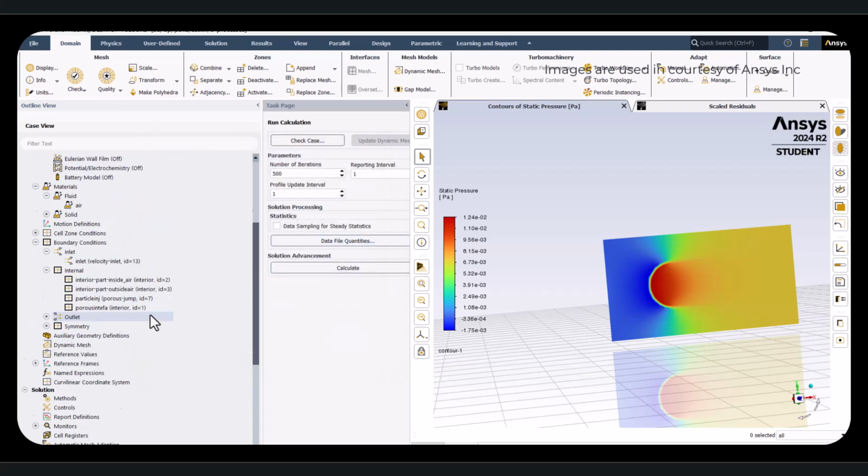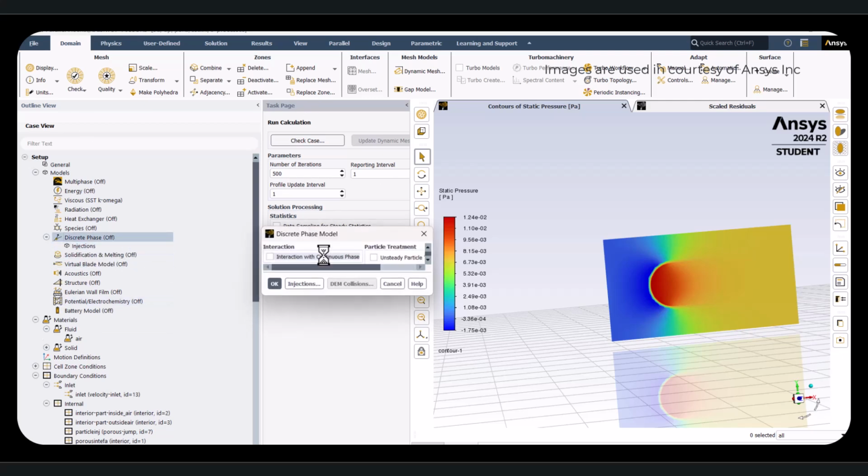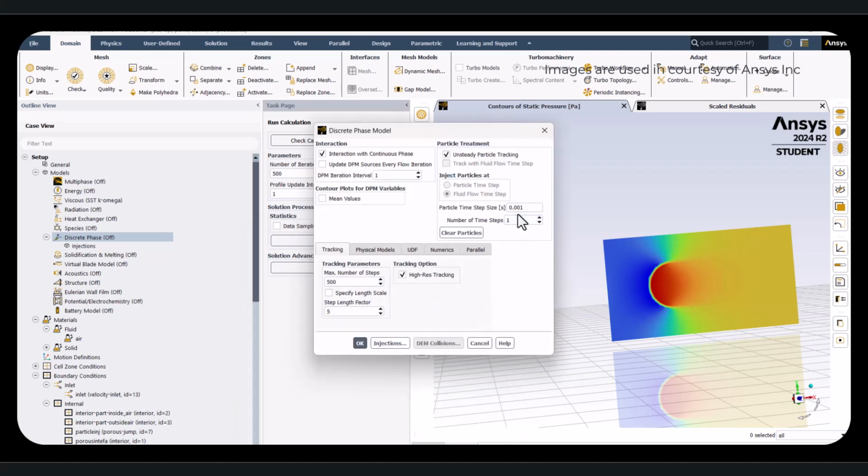Then now we'll start injecting the particles. So we need to turn on the DPM. Interaction with continuous phase. We'll say that for every iteration you need to update, and unsteady particle tracking. So the particle time step is 0.001 with the number of time steps as 1. Okay.